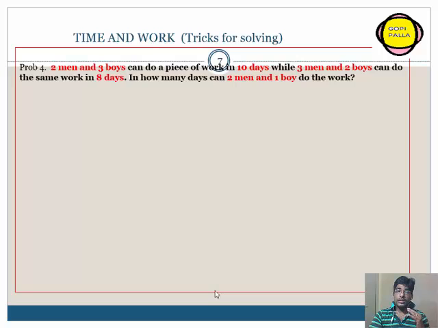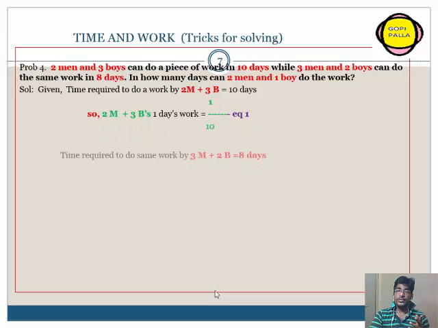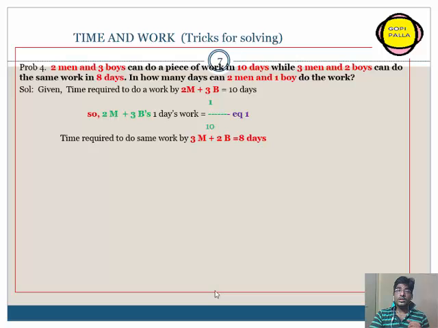Now we will go to the third problem, which is commonly asked in all competitive or bank exams or campus interviews. This is a basic problem we can easily solve using our basics of time and work. So here, if 2 men and 3 boys can do a piece of work in 10 days, while 3 men and 2 boys can do the same work in 8 days, in how many days can 2 men and 1 boy do the work?